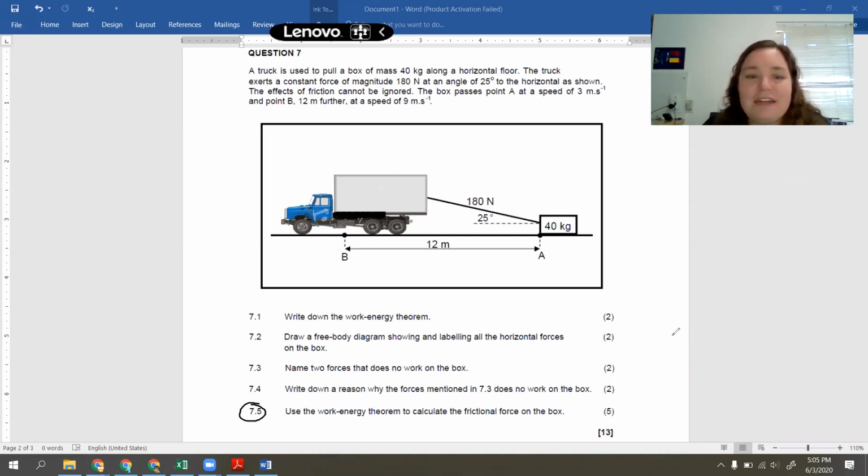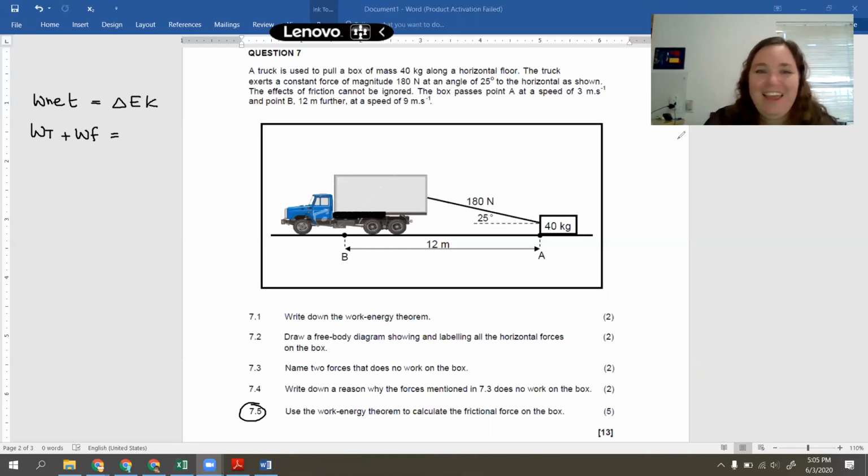Okay. All right, everybody, I'm going to give you a chance to quickly work out 7.5. Oh, you can see my screen. Oh, thank you for reminding me. There we go. You got a little bit of a bonus there.